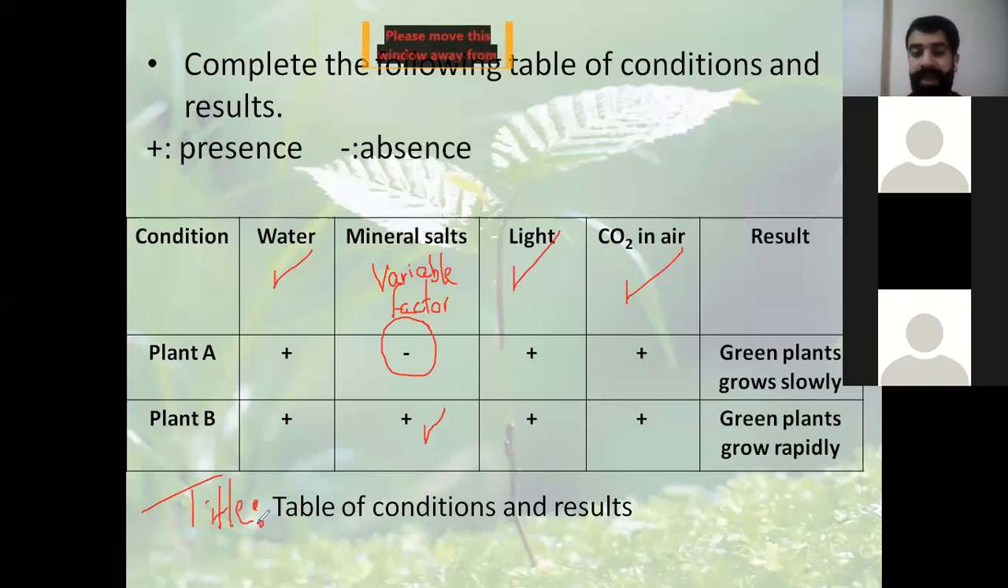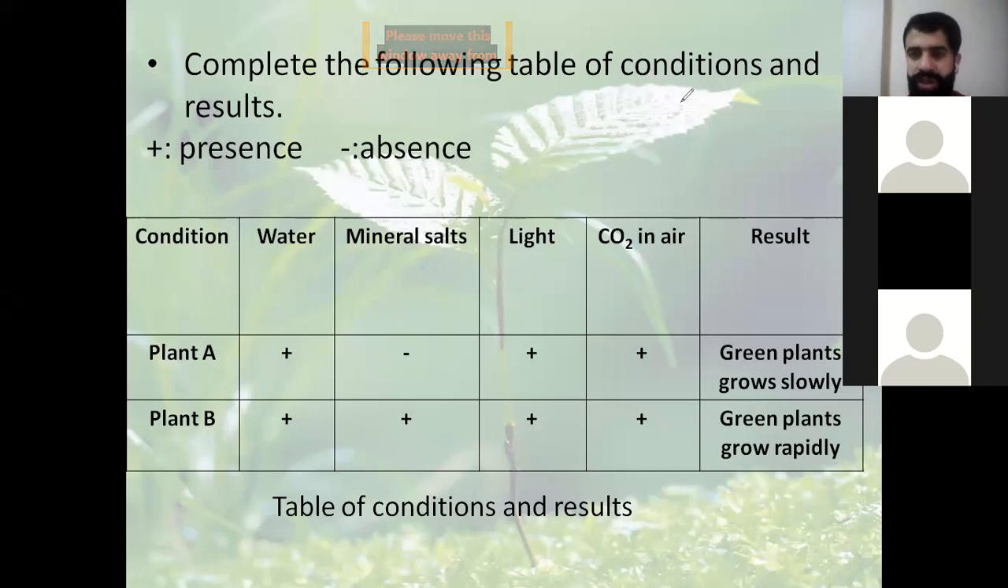So here, in plant A, the green plants grow slowly in the absence of minerals, and they are short and smaller in size. Whereas in plant B, the green plants grow rapidly. So here, it's the variable factor, the minerals or the mineral salts.